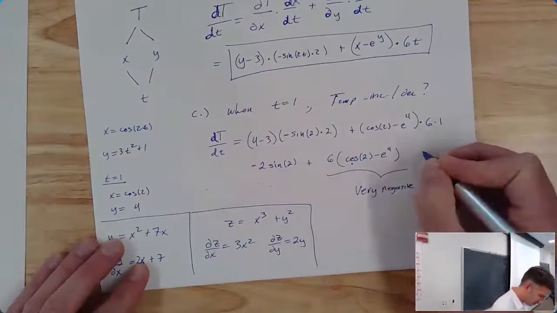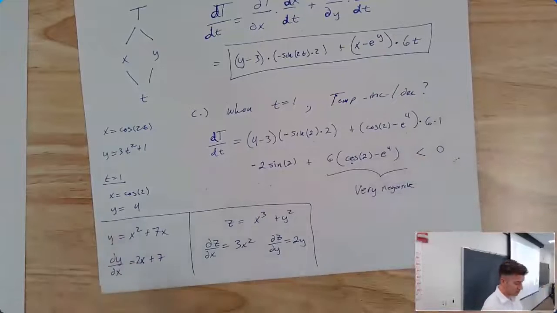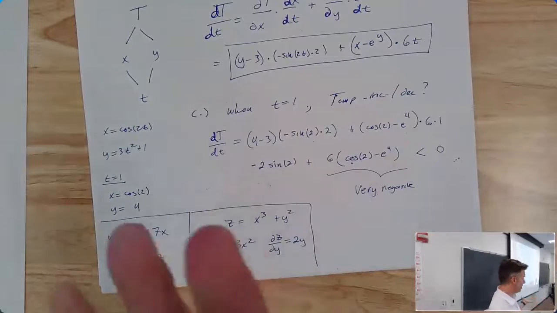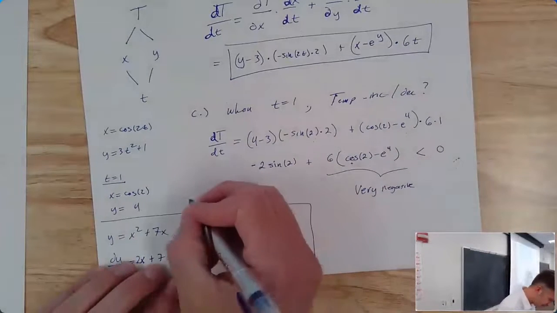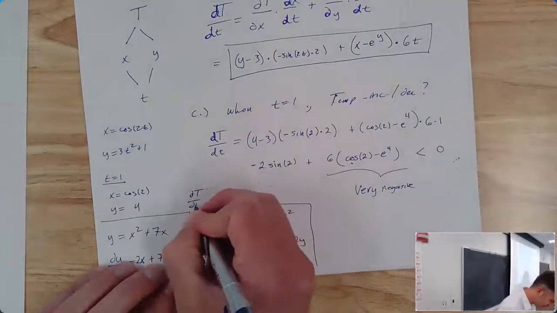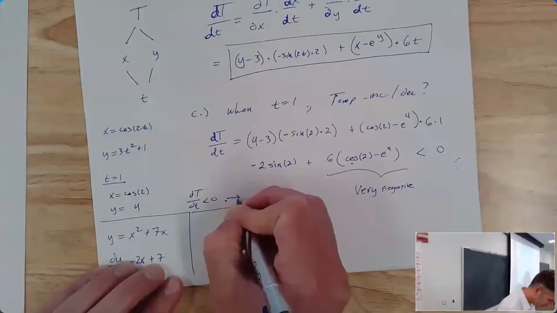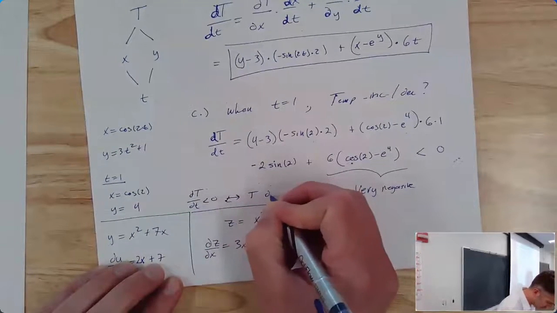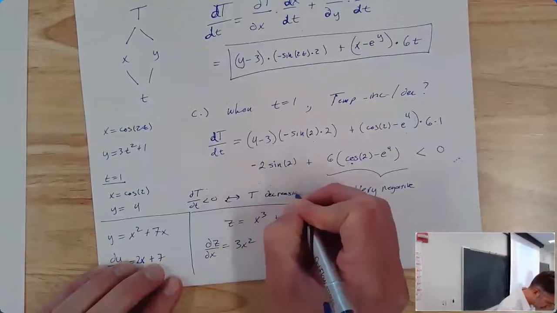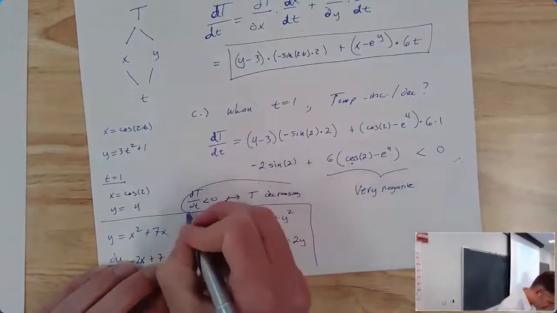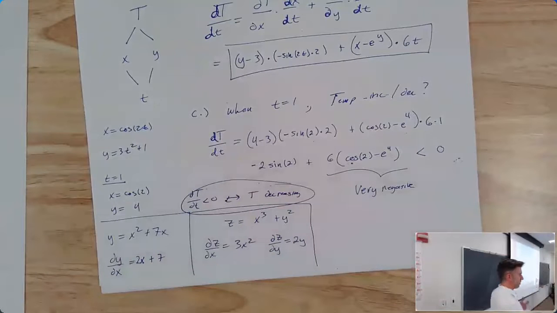This is for sure a negative number, which means that the temperature is increasing or decreasing. Right. So we would say that since dT is negative, that's the same as capital T decreasing. But these numbers are not particularly easy to identify whether or not the overall thing is positive or negative without doing a little bit of inspection there.